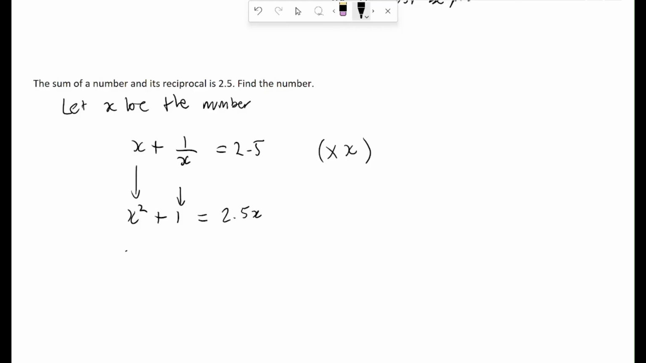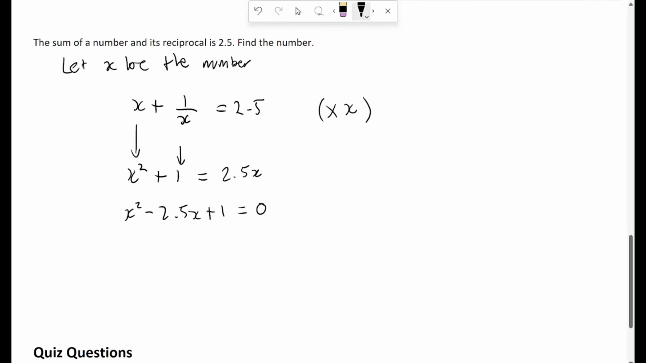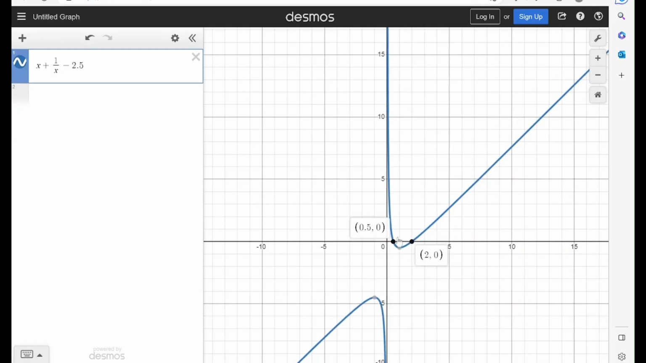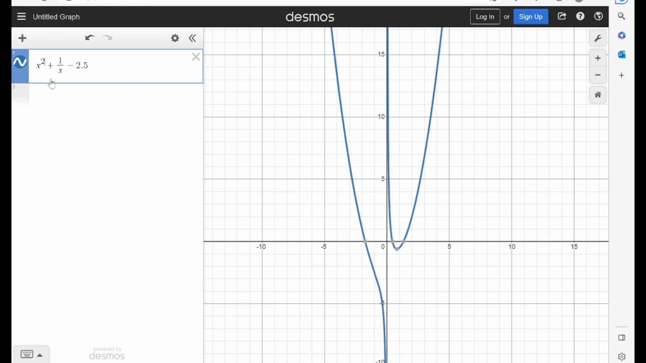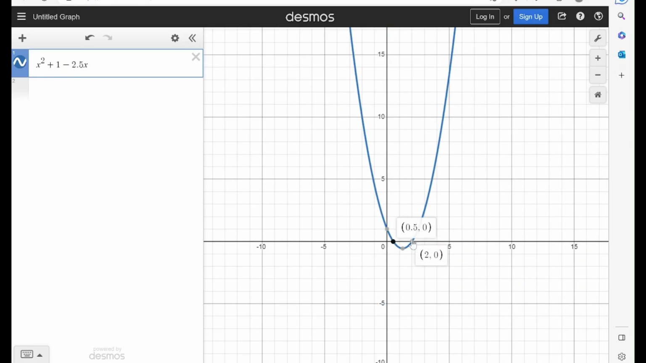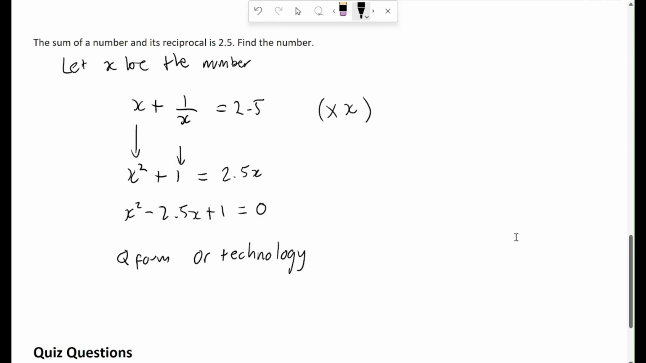Then you can rearrange. You're going to get x squared, take 2.5x, plus 1 equals 0. And then you can use the quadratic formula if you want, or technology. If you're going to use technology, you'd be graphing something like this. That was the original function there. But if we do, the x-intercepts should still match. So we're going to get 0.5 and 2, just remember those. If I do the original equation, x squared plus 1, take 2.5x, that's a normal quadratic, and I get 0.5 and 2. So those are our two x values. So x equals 0.5 or 2.